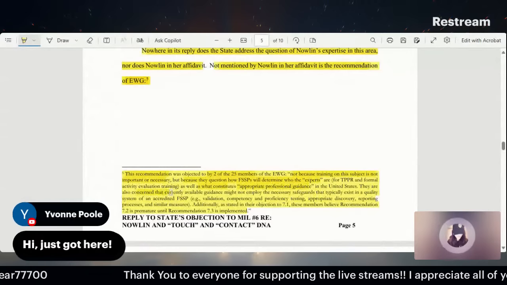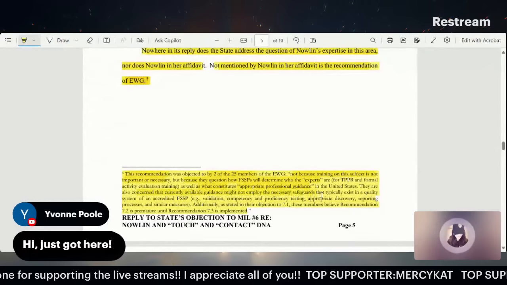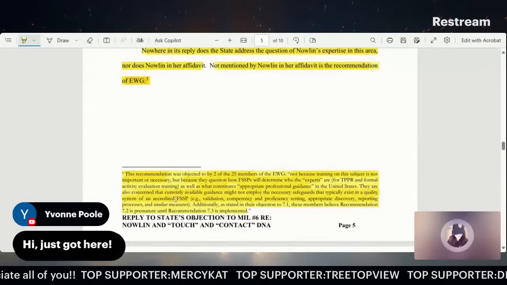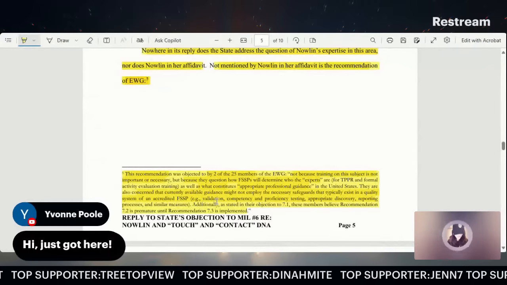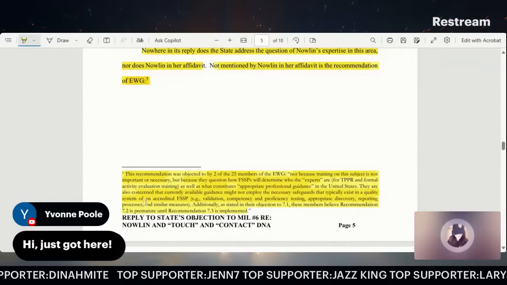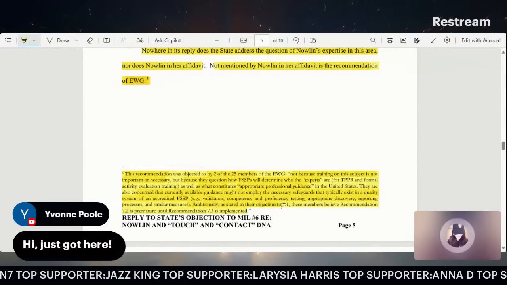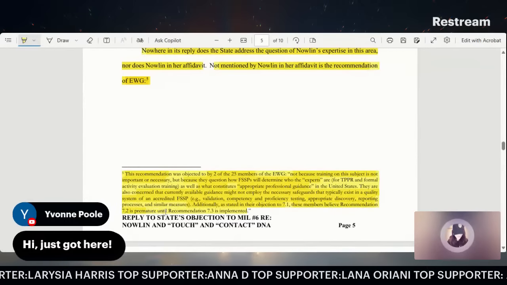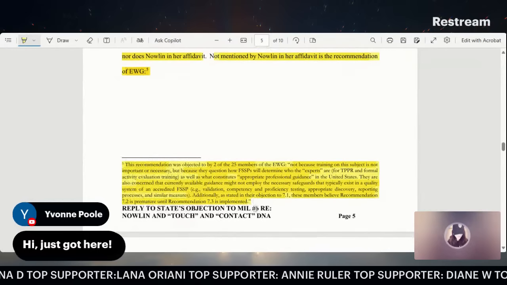They are also concerned that currently available guidance might not employ the necessary safeguards that typically exist in a quality system of an accredited FSSP. Validation, competency, and proficiency testing, appropriate discovery reporting processes, and similar measures. Additionally, as stated in their objection to 7.1, these members believe Recommendation 7.2 is premature until Recommendation 7.3 is implemented.